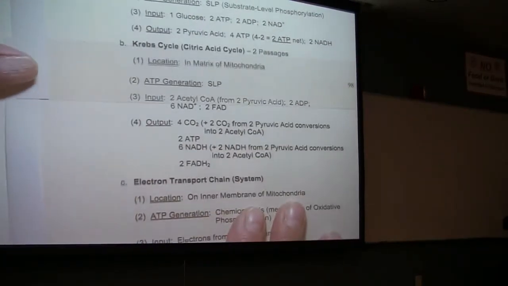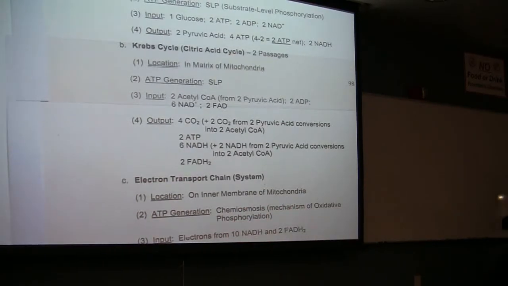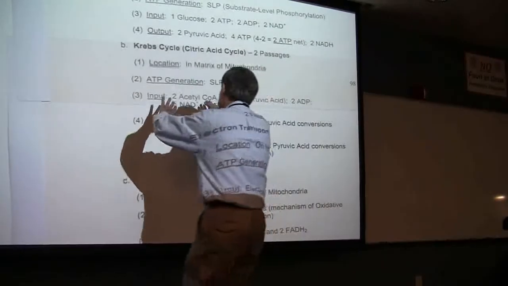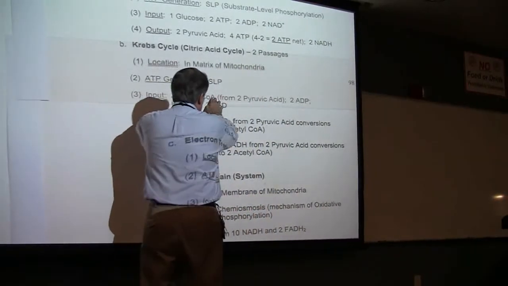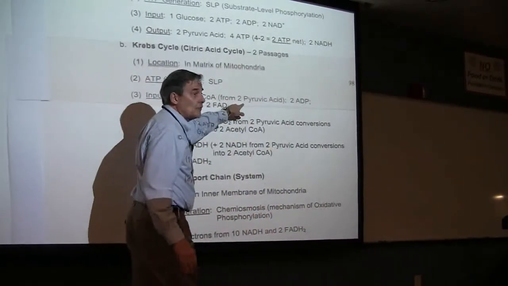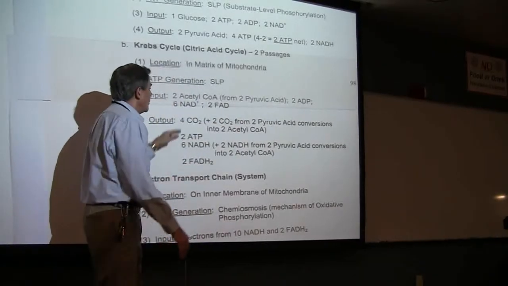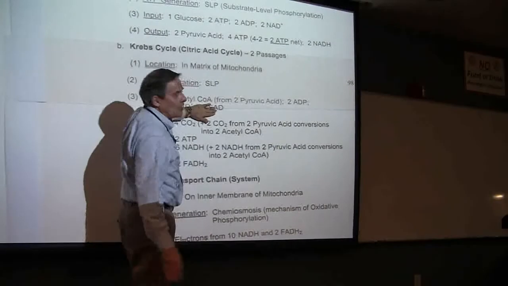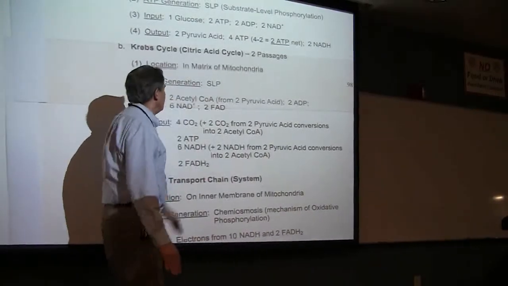How is ATP generated? The same way it was in glycolysis, by substrate level phosphorylation. Okay, your input here, putting in two acetyl groups attached to coenzyme A. We got this, remember, from the two previous acids. You don't need to worry about the rest of this. So basically, you're just putting in two acetyls hooked onto coenzyme A, CoA.